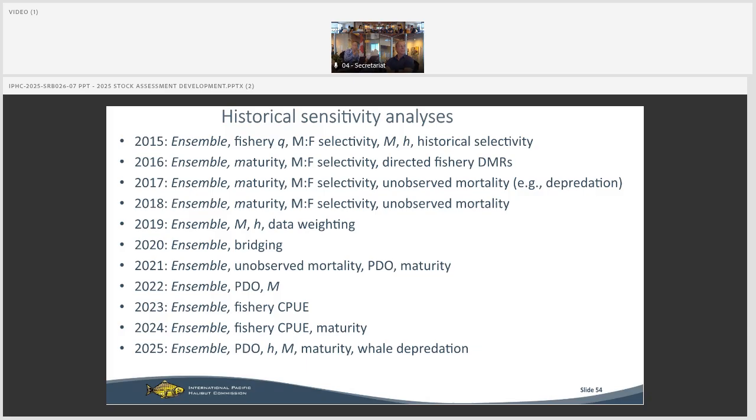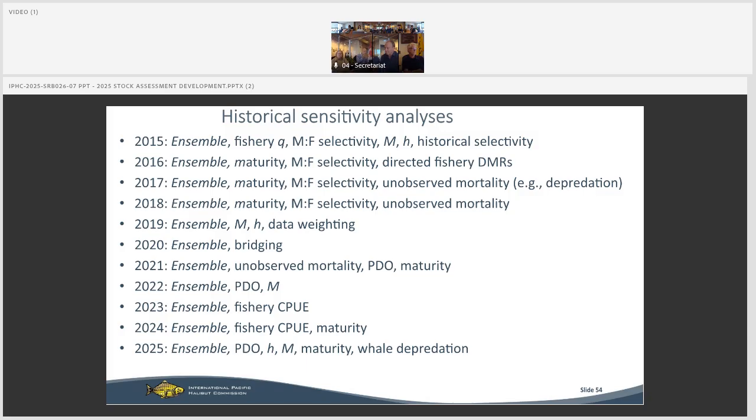And again, this year, hopefully at some point we can stop doing sensitivity to maturity and just have better information. We had a lot of focus on unobserved mortality early on, and that's continued to pop up several times over the time series. And I'll talk to you a little bit more about whale depredation here in a few minutes. Again, this is just trying to give you the bigger picture of things that we've thought about, things that we've been concerned about.